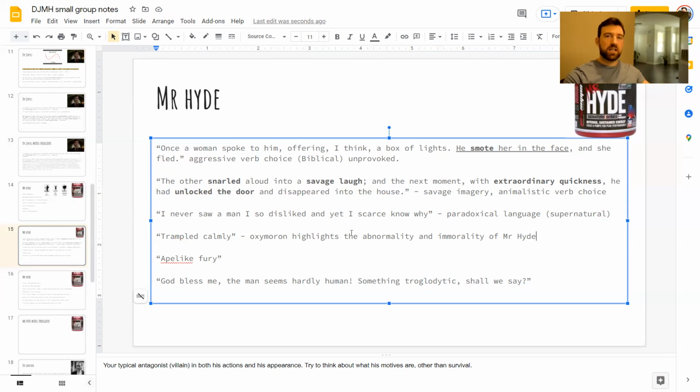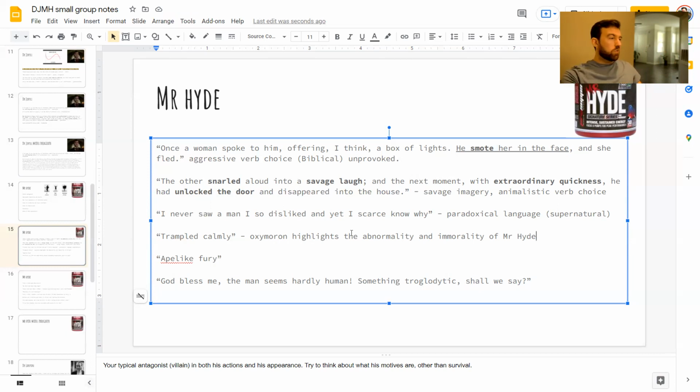And then he kills Sir Danvers Carew, and Sir Danvers is an older gentleman. So again, there's this vulnerability in older people and younger people. We feel even more a sense of outrage because it's a little girl that he is hurting and trampling on and not even caring about.